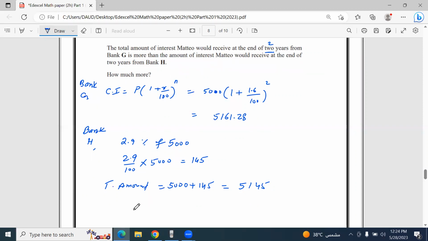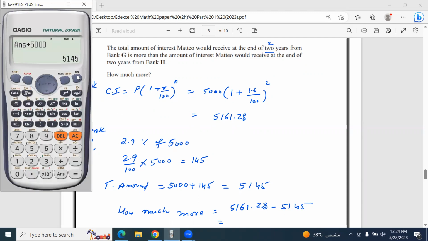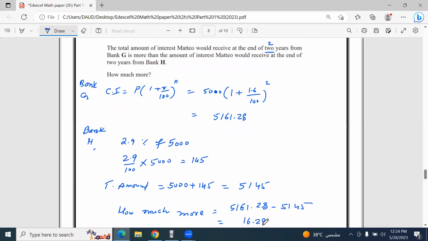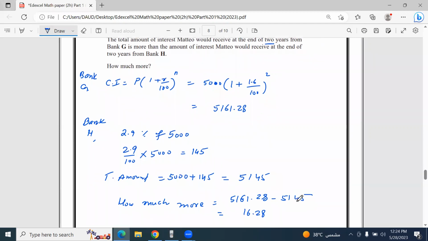So how much more can we find out? 5,161.28 minus 5,145. We will get 5,161.28 minus 5,145, that gives me 16.28. So this is our required answer.